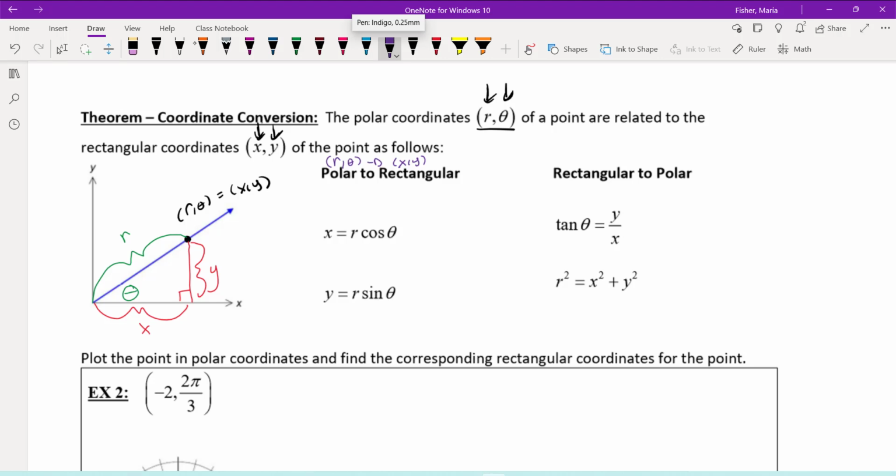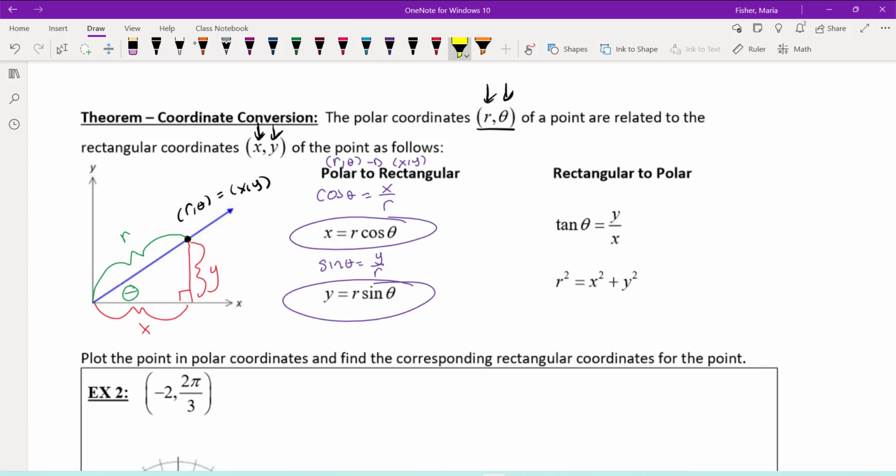Well, we know that the cosine of theta is going to equal that adjacent side x over the hypotenuse r. Solving for x, we end up with x is equal to r cosine of theta. We also know that, again, if all we're given is r and theta, since it's a right triangle, we can use the right triangle definition for sine, saying that the sine of theta is equal to the opposite side, which is y over r. Solving for y, we would get y equals r sine of theta.